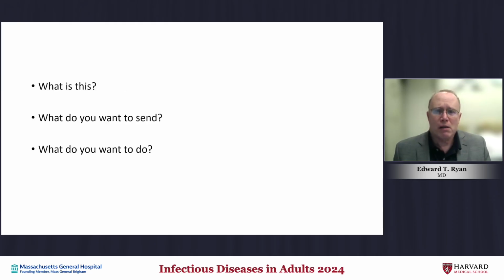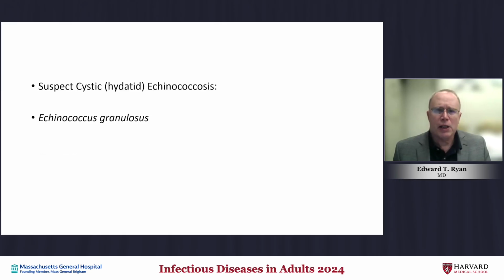So what is this? What do you want to do? How do you want to approach it? And what do you want to send? So hopefully you're saying, Afghanistan, liver lesion, especially with internal structures, I think this might be hydatid disease or cystic echinococcosis. And so that would be the leading diagnosis.